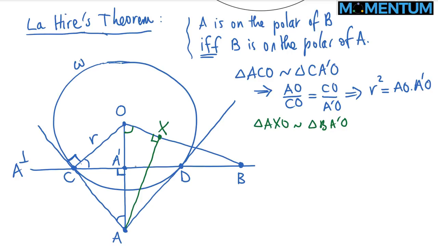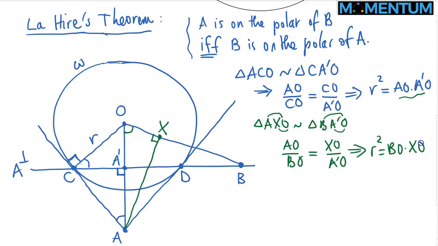For instance, let me see. We can check the ratio of AO to BO. AO to BO is equal to XO to A prime O. But then again, because AO times A prime O, we established earlier, is R square, this implies that R square is equal to BO times XO. So therefore, this implies indeed that X itself is nothing but the inverse of the point B.